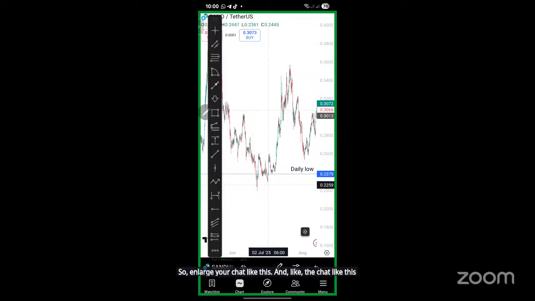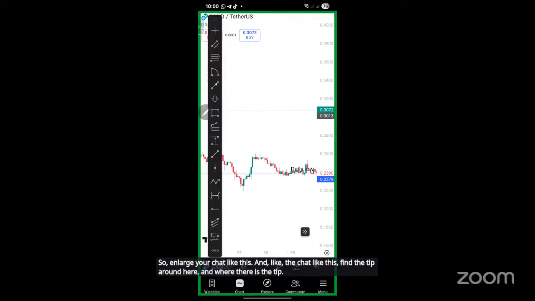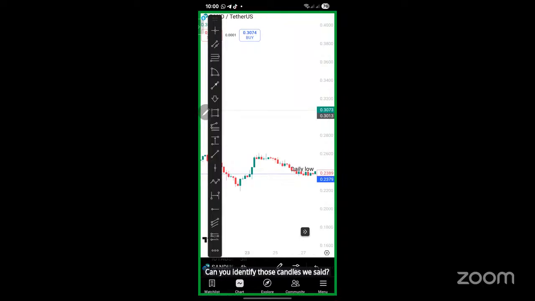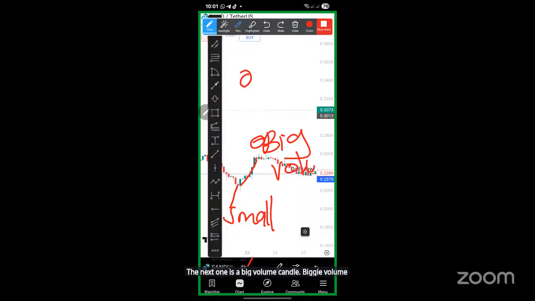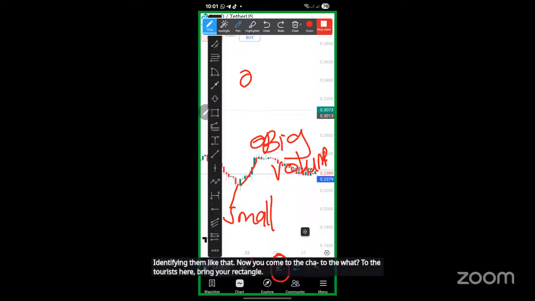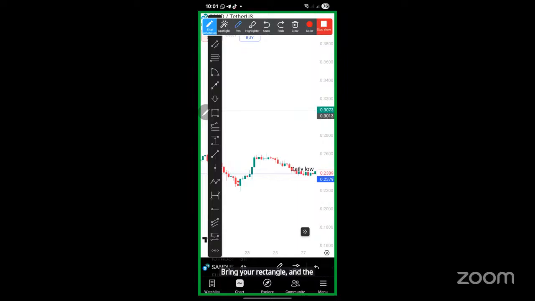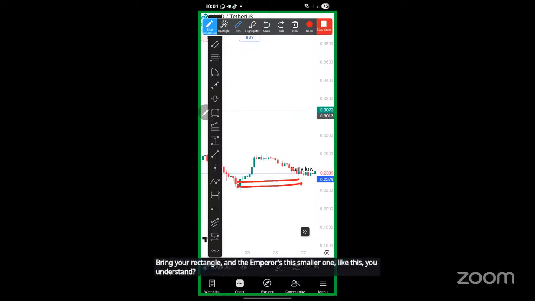Find the tip around here, and where there is the tip, can you identify those candles? We said that we need 2 consecutive candles. This one is a small candle, but bearish. The next one is a big volume candle. After identifying them like that, you come to the tools here. Bring your rectangle and enclose this small one like this. You understand? That one becomes your demand zone. As simple as that. That's what you're going to do.